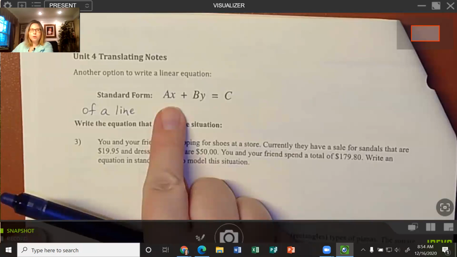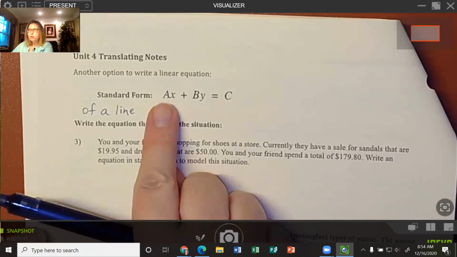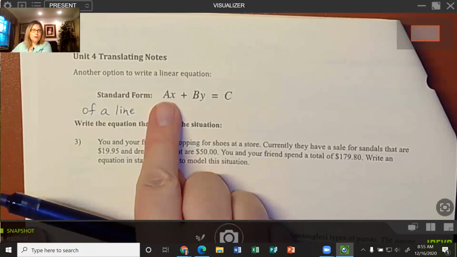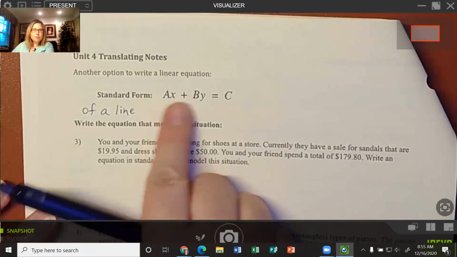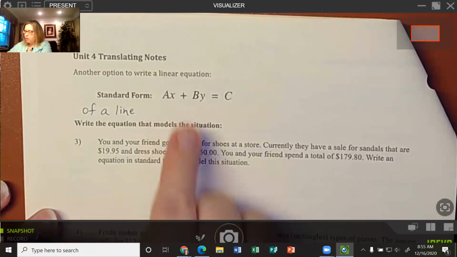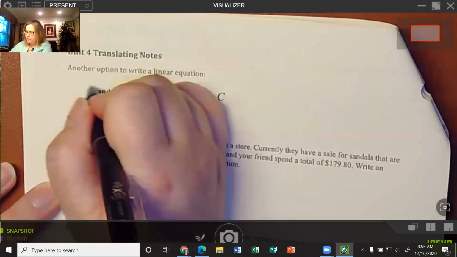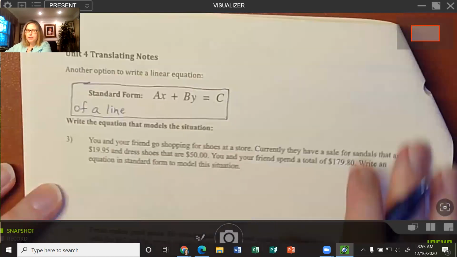It is really important to make note that when we had slope-intercept form, y equals mx plus b, we had m, which was our slope. A is not our slope. A is just part of our story problem. It's some variable, some number in the story. This capital B is not our lowercase b. It is not the y-intercept. So we're going to make a note of this. Standard form of a line is ax plus by equals c.